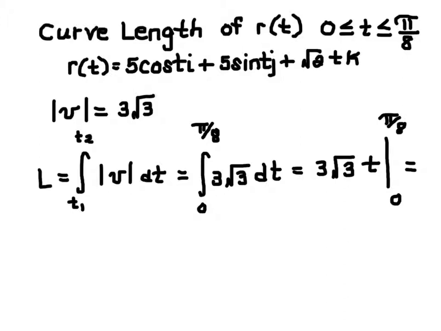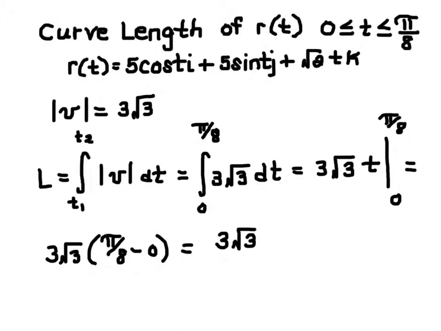And that gives us, using the fundamental theorem of calculus part 2, 3 radical 3 times pi over 8 minus 0, which becomes 3 radical 3 pi over 8. So this 3 radical 3 pi over 8 is the curve length of the curve r of t from 0 to pi over 8.